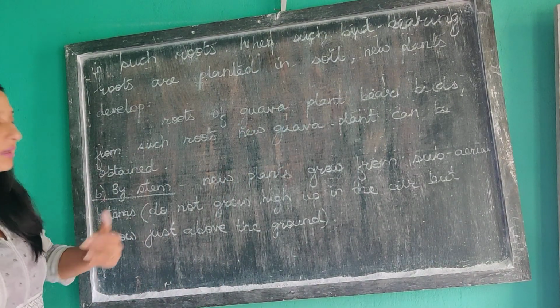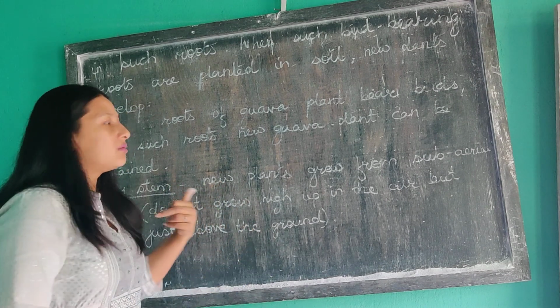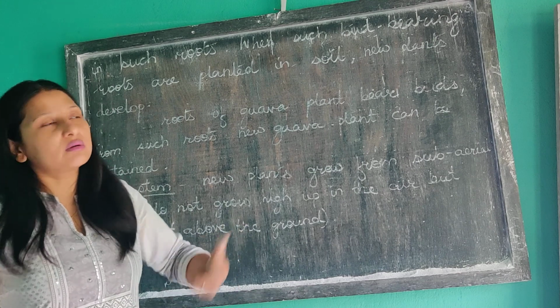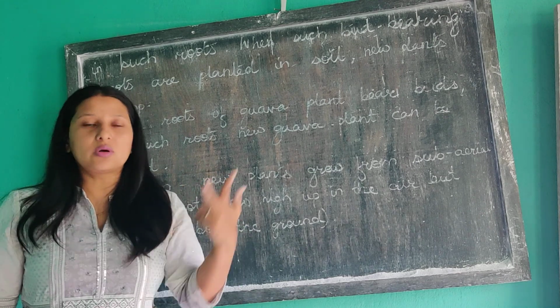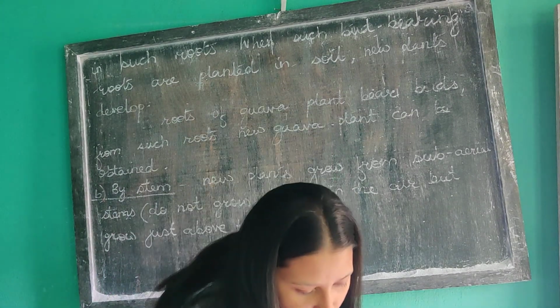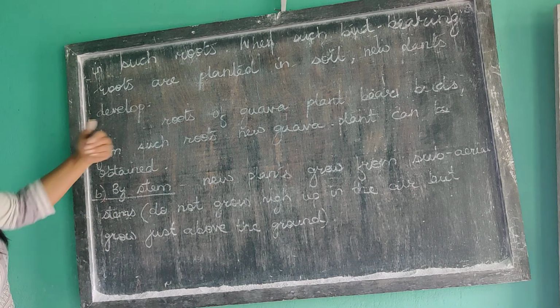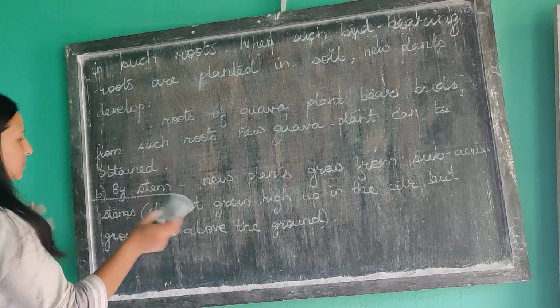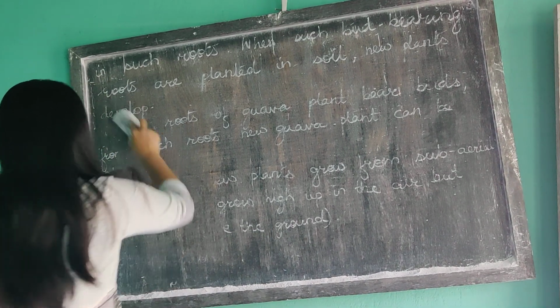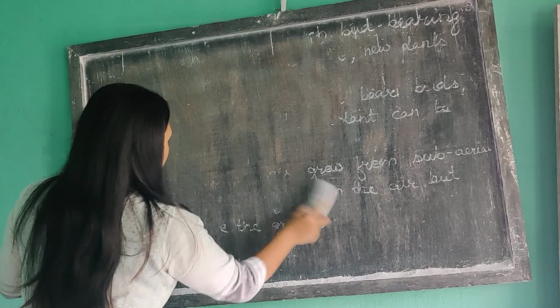Now how? There are different kinds of subaerial stems like runners, stolon. There are also subaerial stems like suckers. Through these offsets, through these subaerial stems, how do the plants grow? Let us discuss them one by one. Let us discuss grasses.